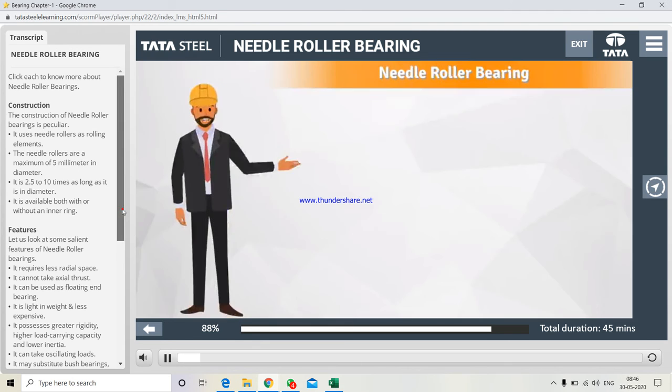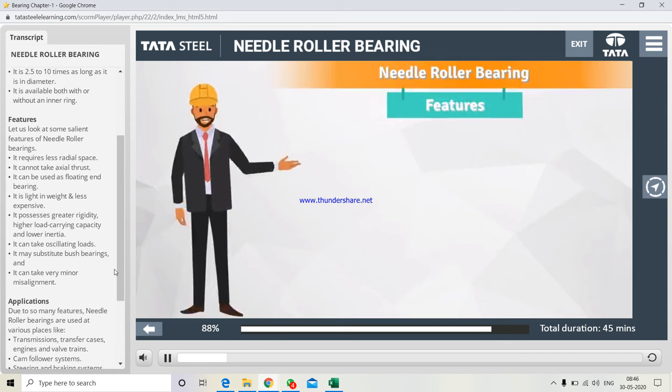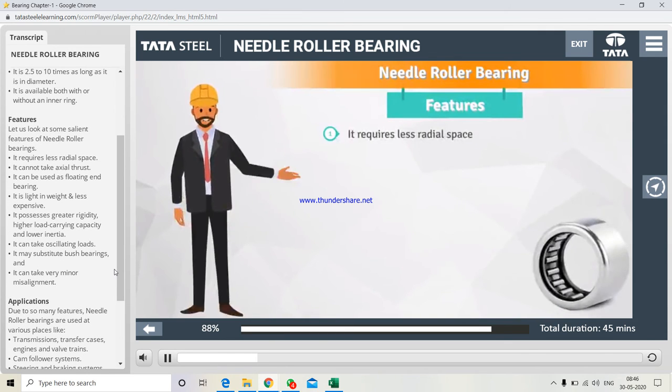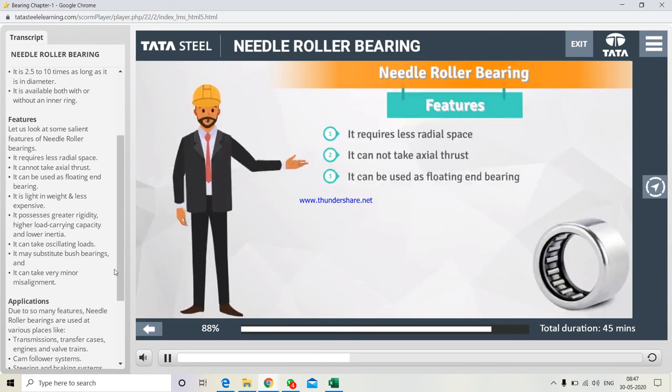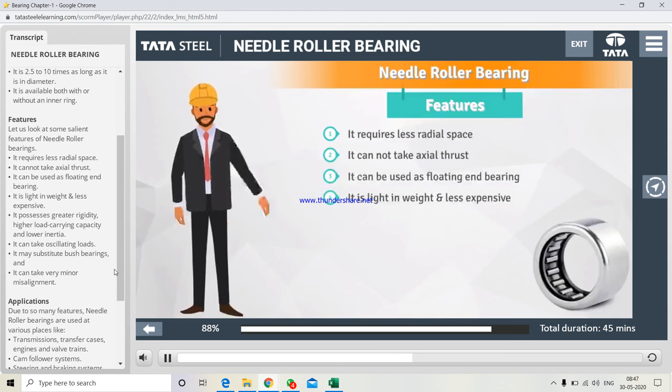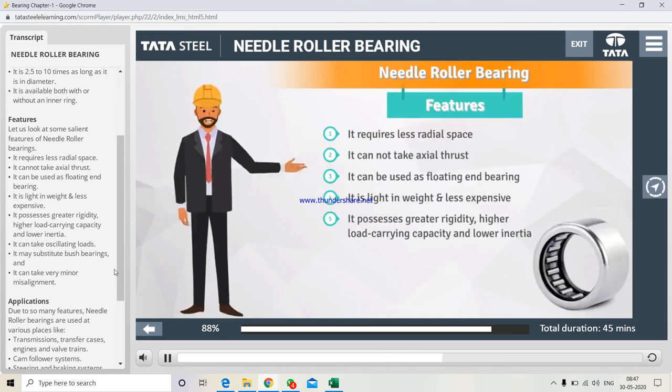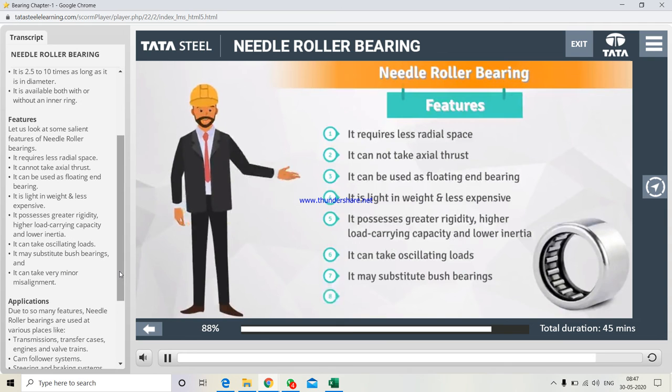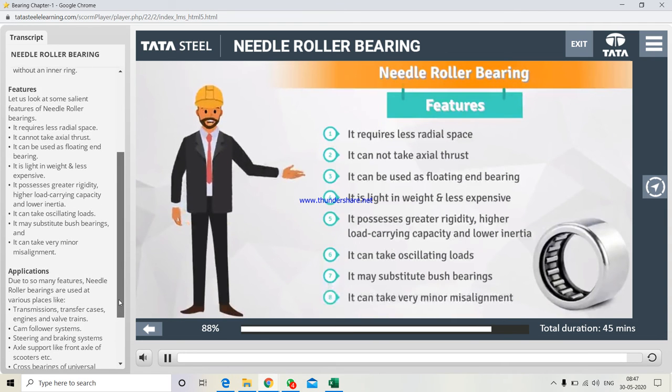Let us look at some salient features of needle roller bearings. It requires less radial space. It cannot take axial thrust. It can be used as floating end bearing. It is light in weight and less expensive. It possesses greater rigidity, higher load carrying capacity, and lower inertia. It can take oscillating loads. It may substitute bush bearings, and it can take very minor misalignment.